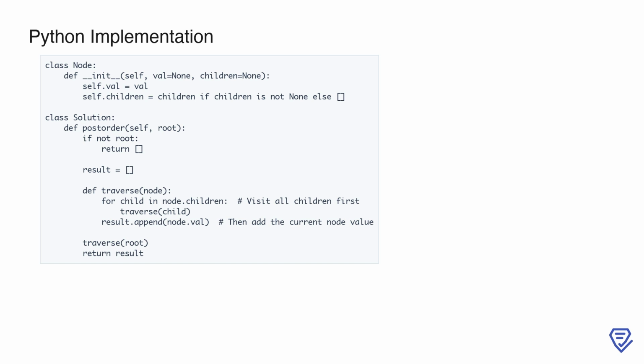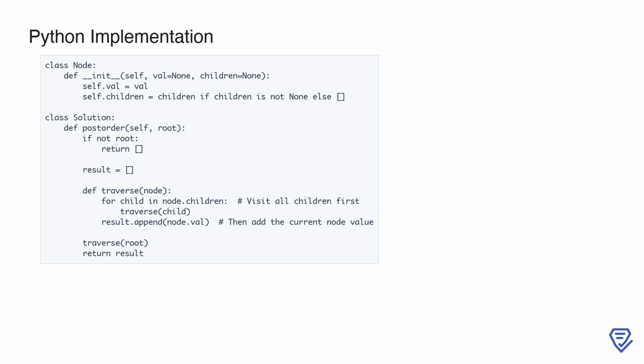This Python implementation solves the LeetCode problem 590, N-ary tree postorder traversal. Let's break it down step by step. 1. Node class. The node class is provided as part of the problem definition. It represents a node in an N-ary tree. Each node has a val for the value and children for its list of child nodes. If no children are provided, it defaults to an empty list. 2. Solution class. The solution class contains the postorder method, which performs the postorder traversal of the N-ary tree.